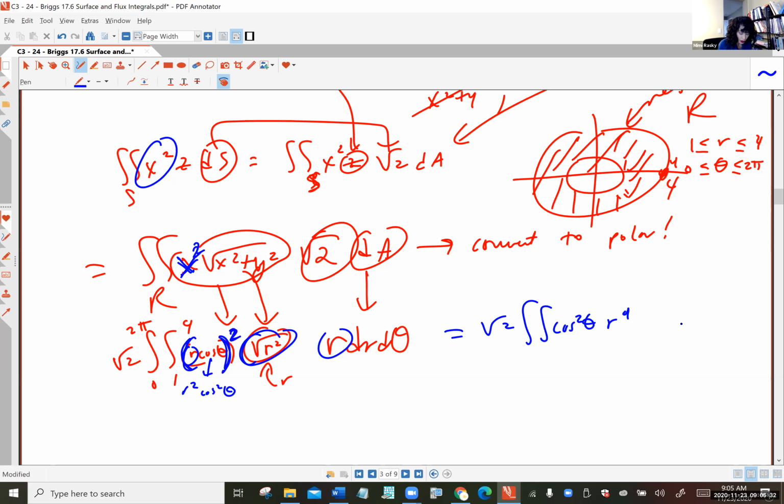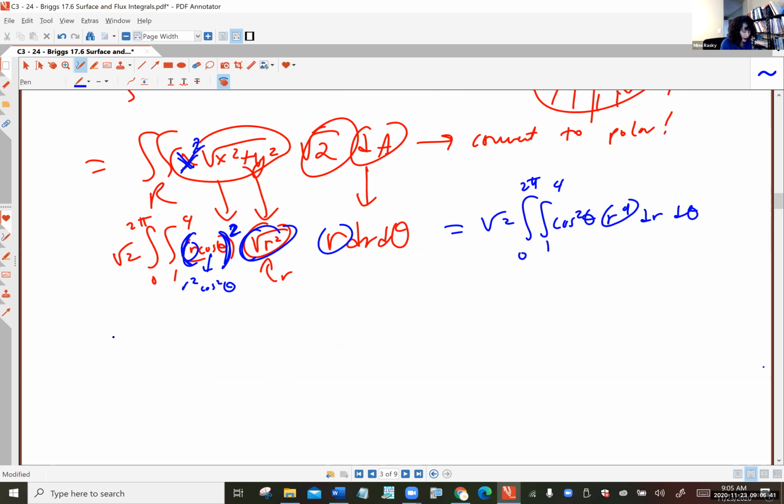Okay, now I can integrate with respect to r. You've got to be careful here. You've got to pick up all those r factors. The antiderivative of r to the fourth is pretty easy. It's r to the fifth over 5, and we're going to evaluate between 1 and 4. So this is not going to be pretty, because you'll have 4 to the fifth over 5 minus 1 to the fifth over 5.